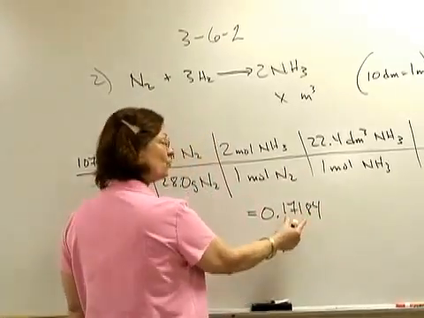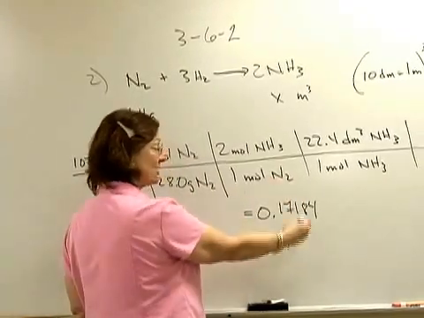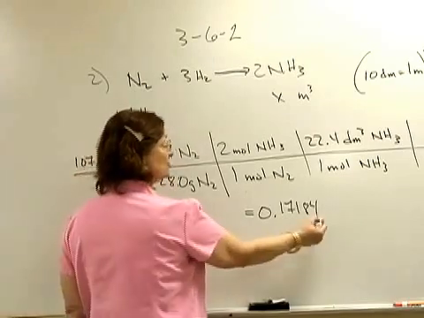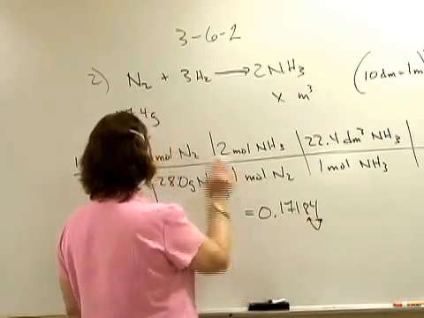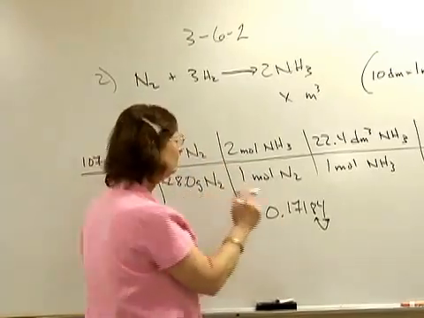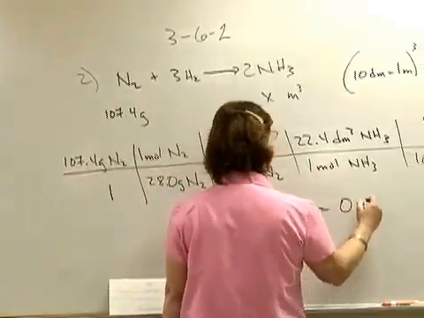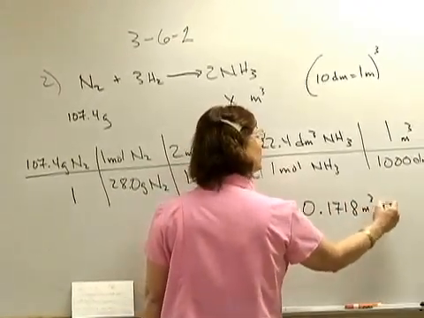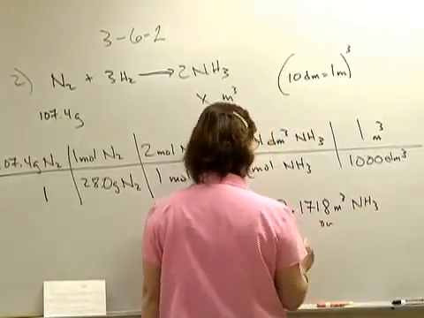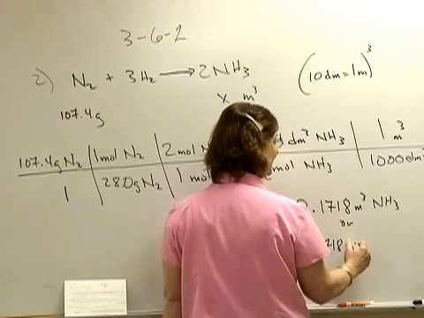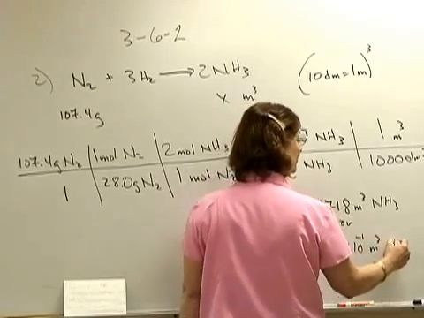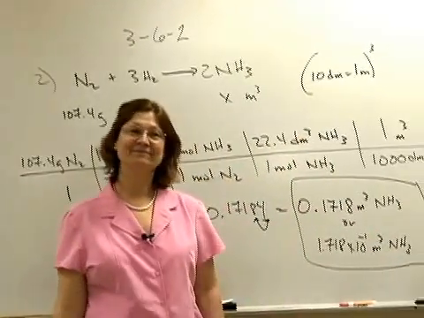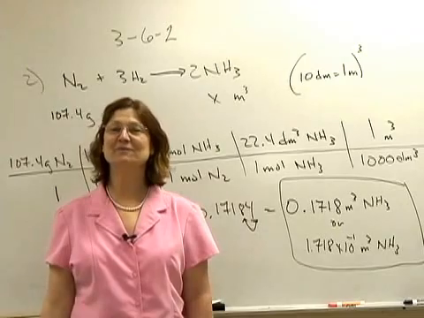The number here comes out to be 17184. Normally I would take it 4 places past the decimal and cut it off, but I need this 4th digit to see if I'm going to round that 8 up or not. As you can see, I'm not going to round that up. I need 4 significant digits in my answer, and therefore my answer is 0.1718 meters cubed of ammonia, or 1.718 times 10 to the negative 1 meters cubed of ammonia. Either answer is fine. And that's how you do number 2.